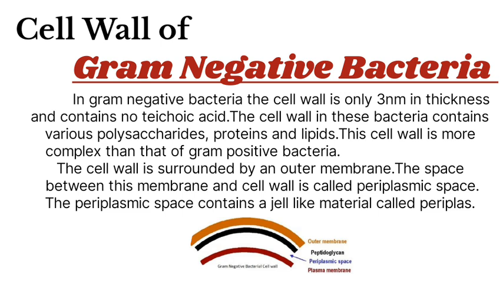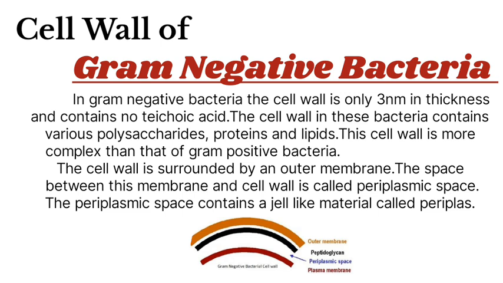Cell wall of gram-negative bacteria. In gram-negative bacteria, the cell wall is only 3 nanometers in thickness and contains no teichoic acid. The cell wall in these bacteria contains various polysaccharides, proteins and lipids. This cell wall is more complex than that of gram-positive bacteria.